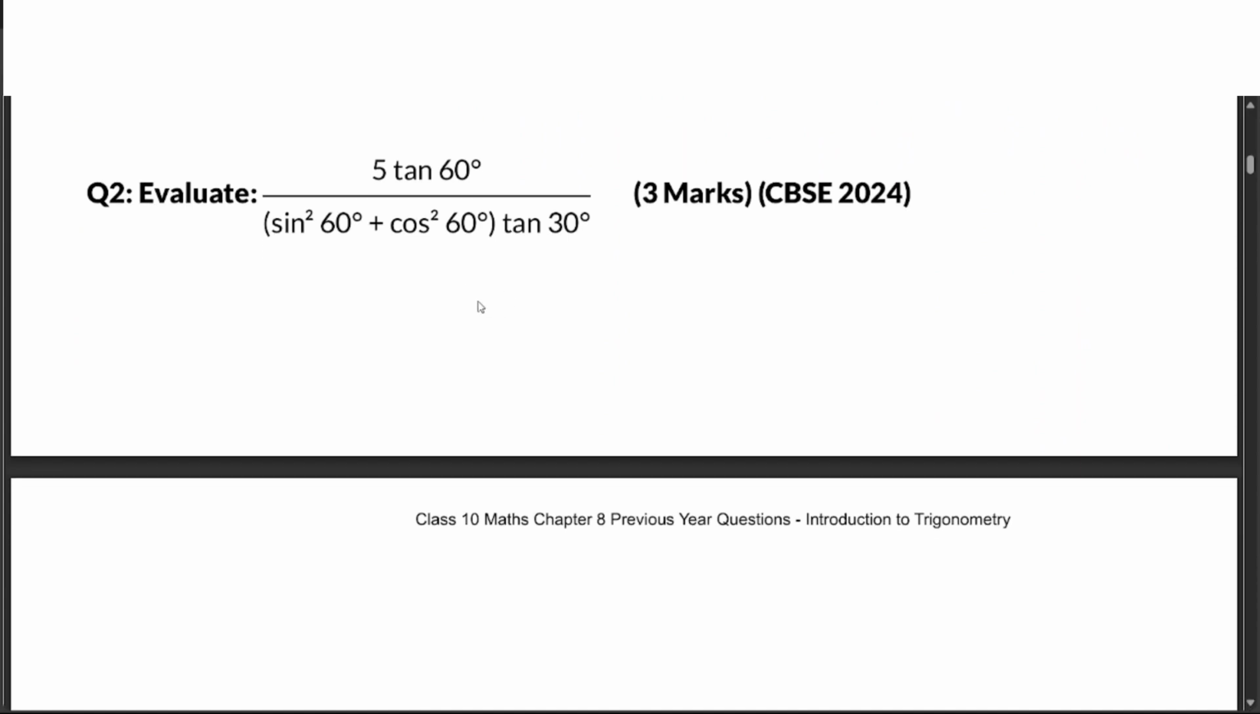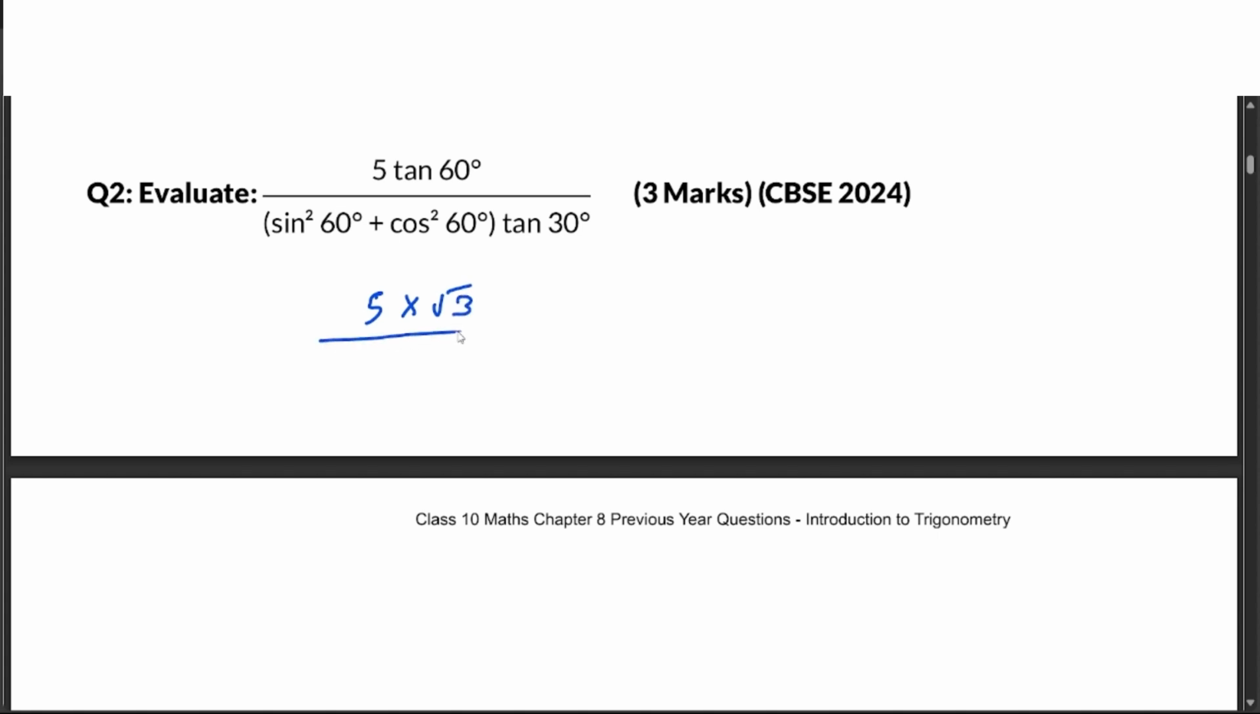Now question number 2 is a 3 marks question of 2024. It says you have to evaluate 5 tan 60 over sine square 60 degree plus cos square 60 degree times tan 30 degree. First we find that the tan 60 value is root 3. So we can say here 5 times root 3.